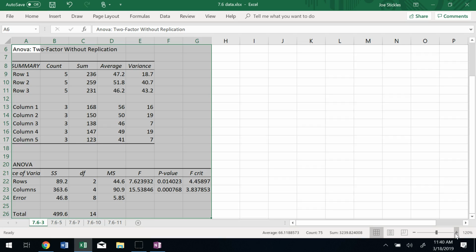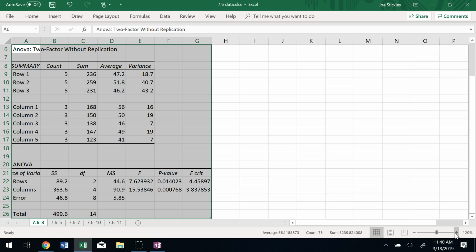P values below 0.05, you reject, right? Also, notice that it gives you the critical values for your F, right? Your F statistic is bigger than the F critical value, so it also tells you that you reject. Notice it's reject in both cases, right? So the rejection means that there is a row effect and there is a column effect.